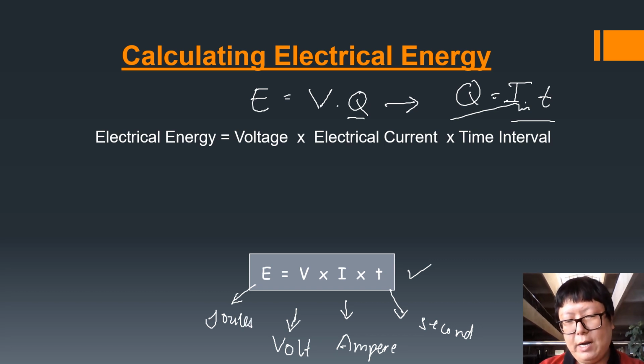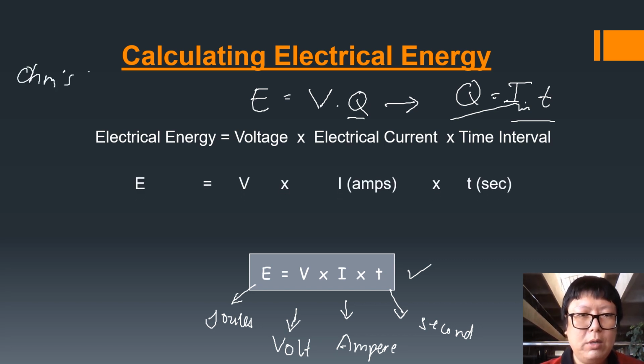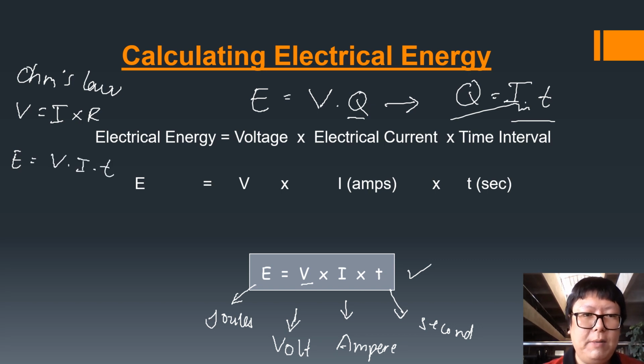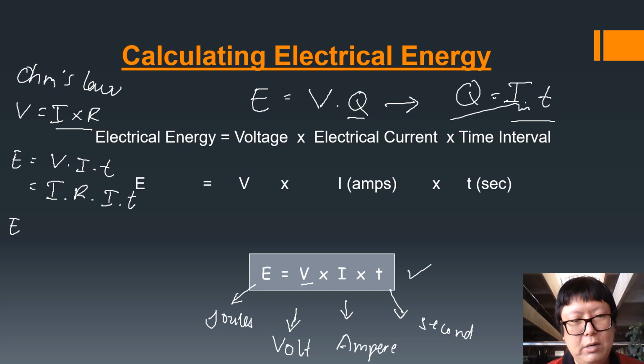From this formula, we can derive another formula by using Ohm's law. Do you still remember Ohm's law? Voltage equals I times R. Then you can replace the voltage in here. So E equals phi I T will be replaced by I times R, so I times R times I times T. Then you get the new equation: E equals I squared times R times T.